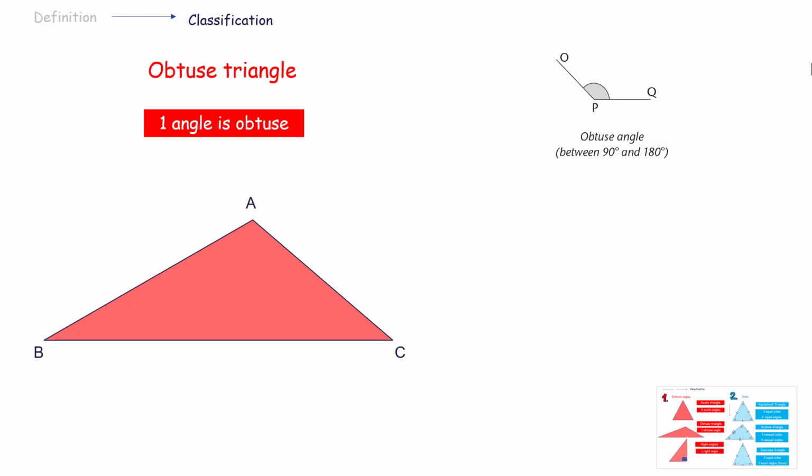Do you still remember what an obtuse angle is? It's an angle between 90 degrees and 180 degrees. This means angle A is bigger than 90 degrees, and note that angle B and C must then be smaller than 90 degrees.